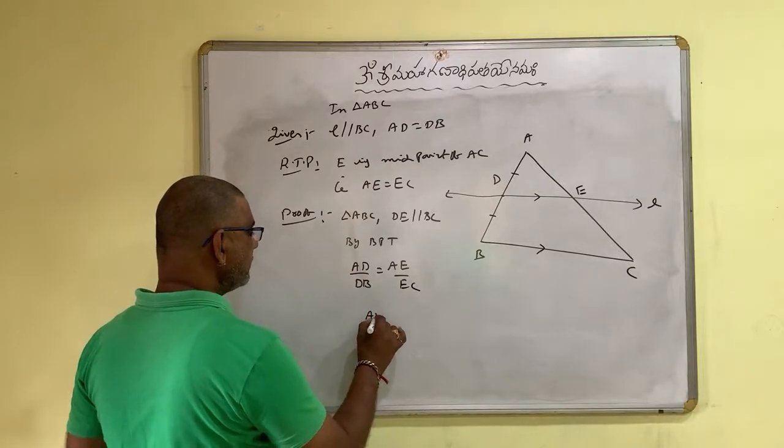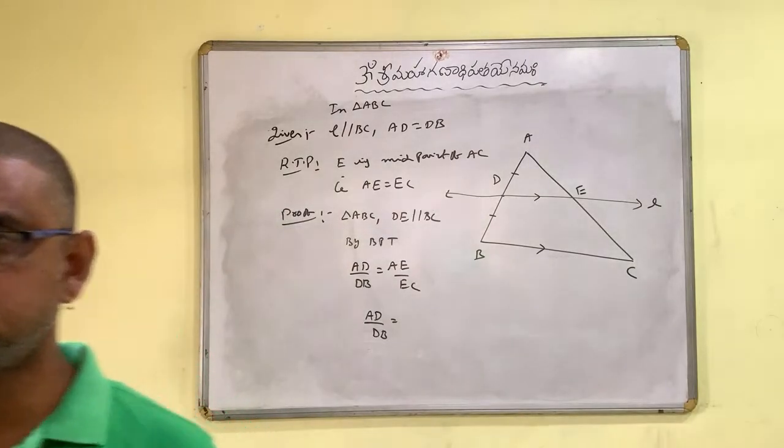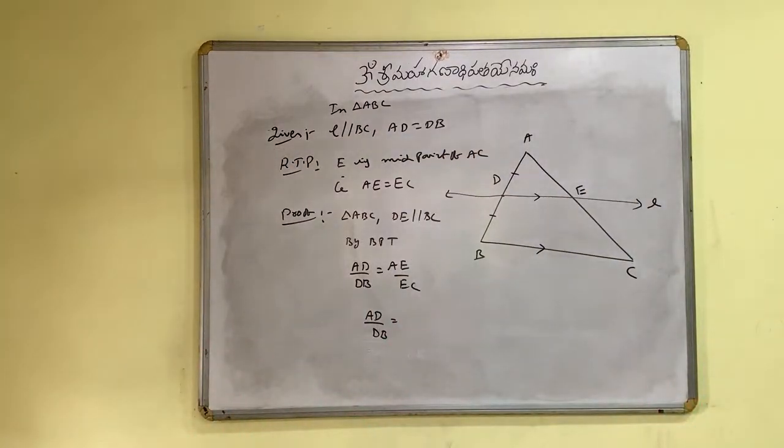Now you tell me what is AD by DB and why? Since the ratio of sides is 1:1, who said? I put a question, what is AD by DB? AB by DB? AB is equal to DB?